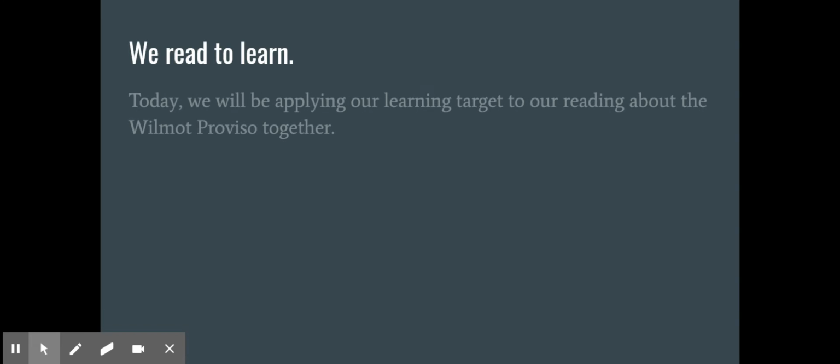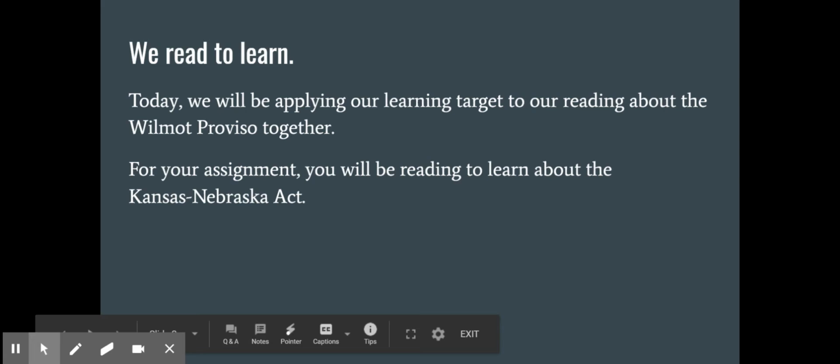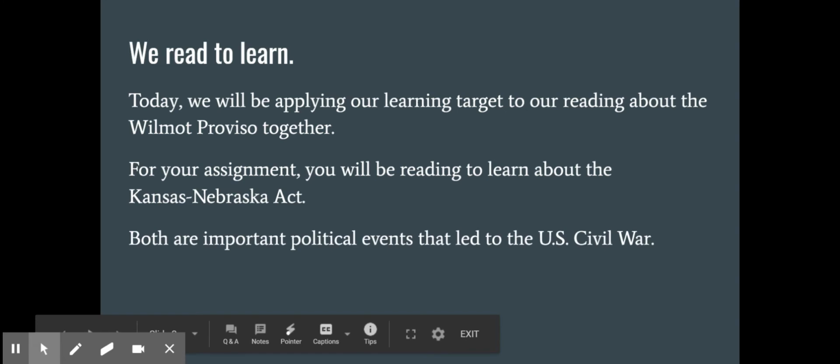All right, so we know that we read to learn. Today we're going to be applying our learning target to our reading about the Wilmot Proviso together. So again, revisiting that political action from lesson 2. And then for your assignment, you're going to be reading to learn about the Kansas-Nebraska Act, which is another political event that led to the United States Civil War.